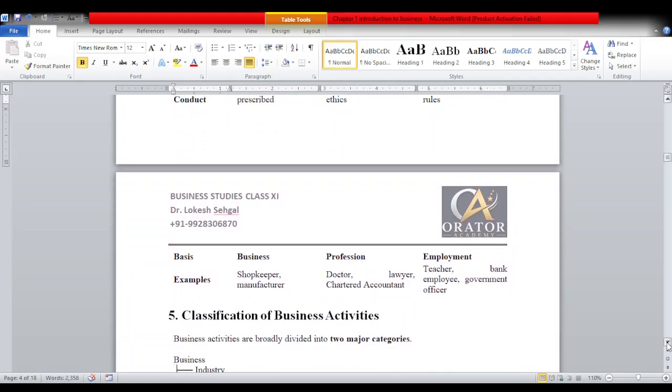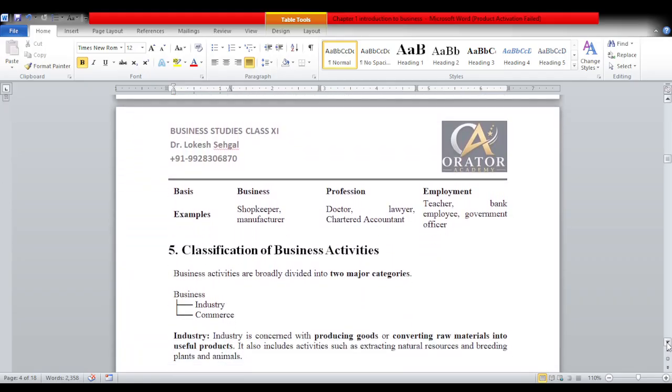And lastly, examples we can quote: if you are in a business, definitely you are working as a shopkeeper or a manufacturer. If you are a professional, definitely you are a doctor, a lawyer, or a chartered accountant. If you are in employment, then definitely you are a teacher, a bank employee, or a government officer, etc. So these are the differences between business, profession, and employment.